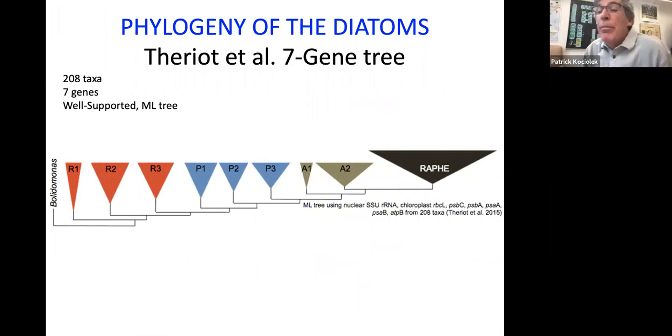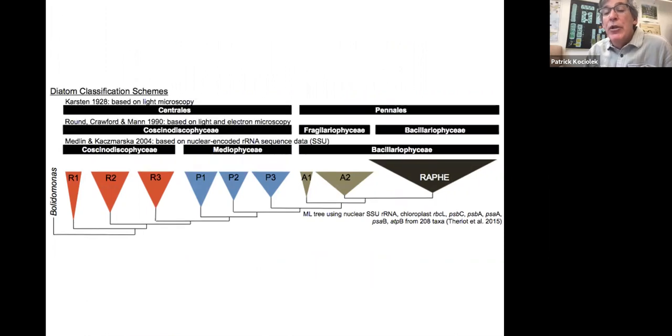And then Terry et al. in 2015 came up with a very similar tree as the one I just talked about. And you can see here how some of those groups match up to a variety of different approaches that have been taken through history. And I'm going to use this Terry tree and some of its elements to talk about relationships in the raphid diatoms, which seems to be monophyletic and quote unquote a natural group.